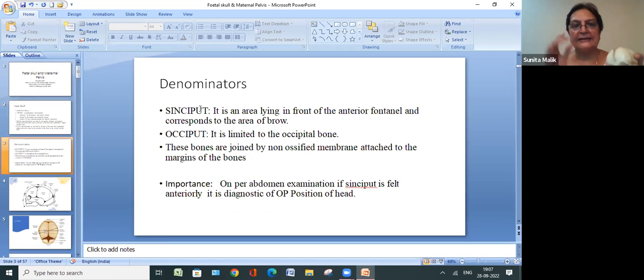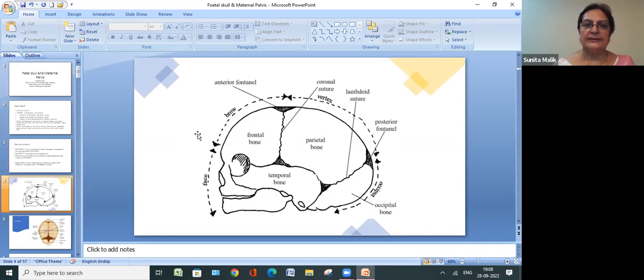Now before that, coming on to the denominator. By definition, denominator is the lowermost point which can be felt on per abdomen and per vaginal examination. So in the brow presentation, it is the sinciput, and in the vertex presentation, it is the occiput behind. So this is what it is.